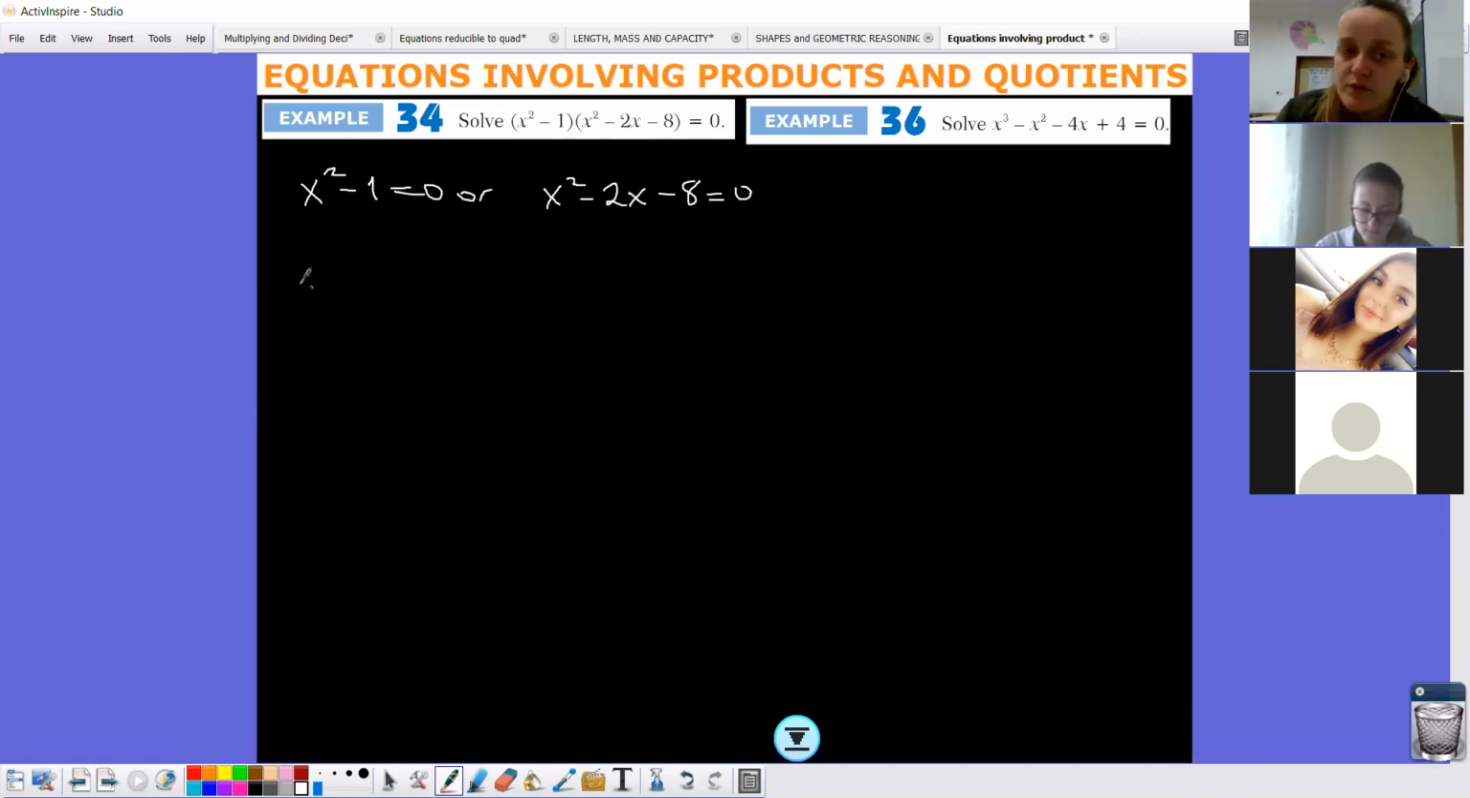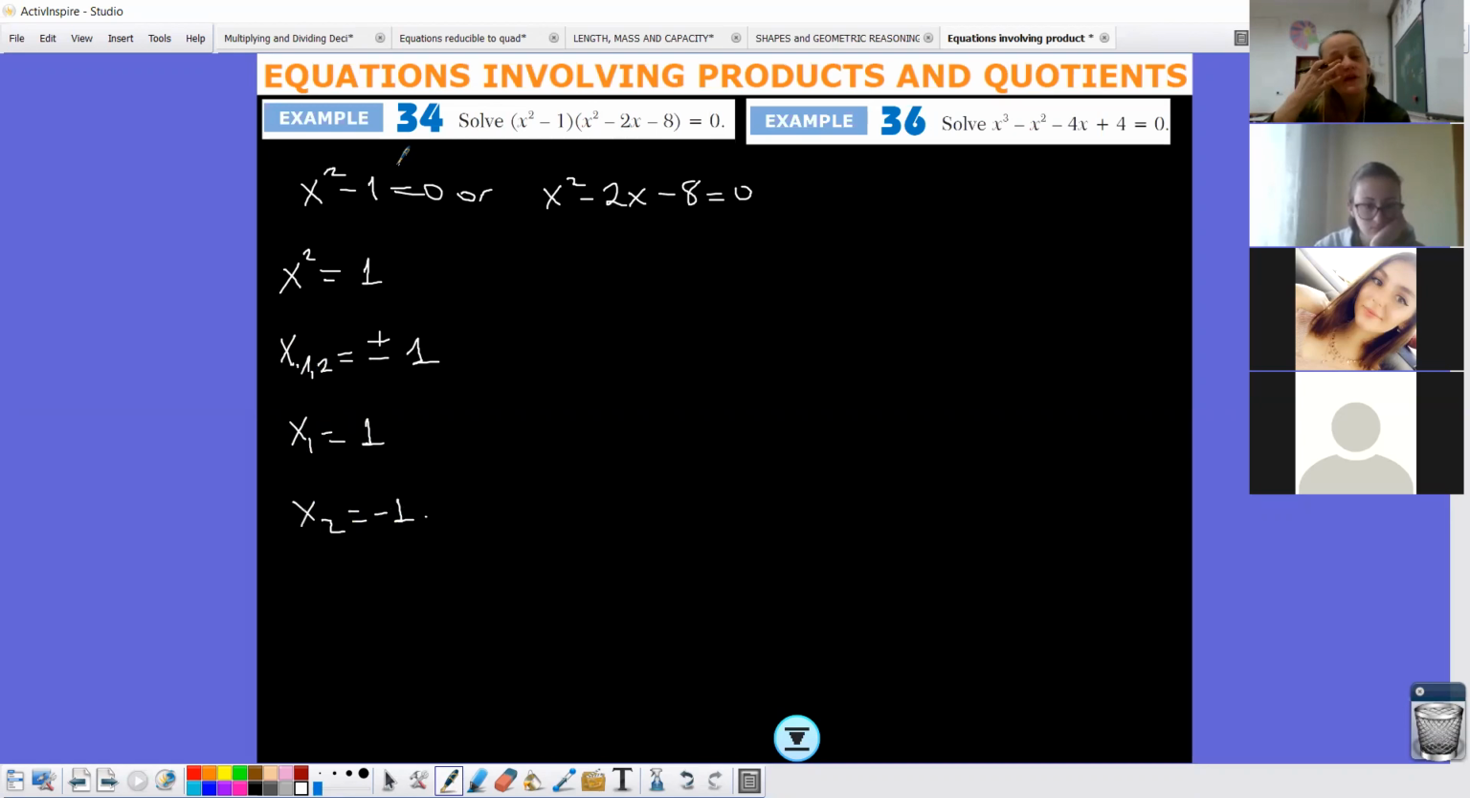Now, from the first one, what will we get? x squared is equal to 1. So x1 or x2 will be plus or minus 1 from the first one. Yes? Am I right? Yes. And we'll have x is equal to plus 1 or minus 1. So x1 is equal to 1, let's say, x2 is equal to minus 1.